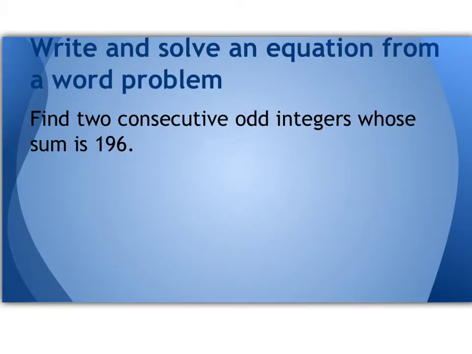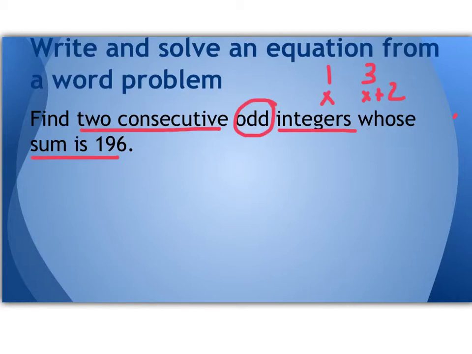This is a very similar problem, but adds another little twist to it. So this time we're only finding 2 consecutive odd integers whose sum is 196. So we're thinking of odd integers, so odd numbers. So if I was to say 1 and then 3, this would be x. This could be x plus 2, not x plus 1, because I'm skipping a number to get to the next consecutive odd number.